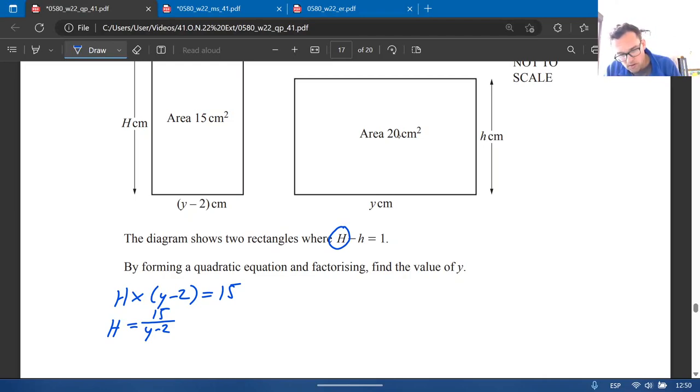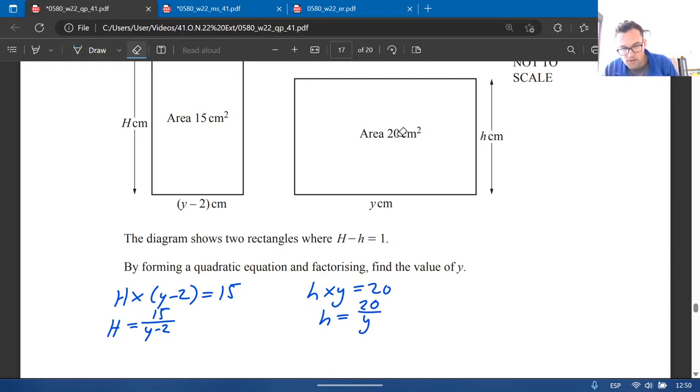So how would you work out lowercase h? Same thing. h times y will give you 20, because length times width, in this case, will give you the area. So that means the lowercase h will be 20 divided by y.